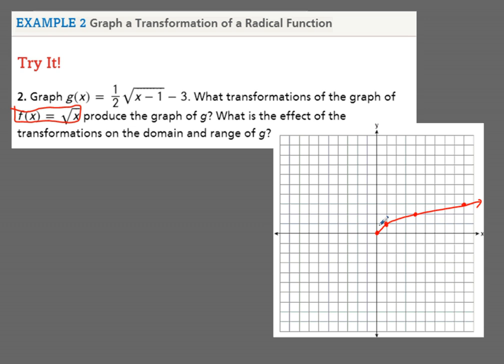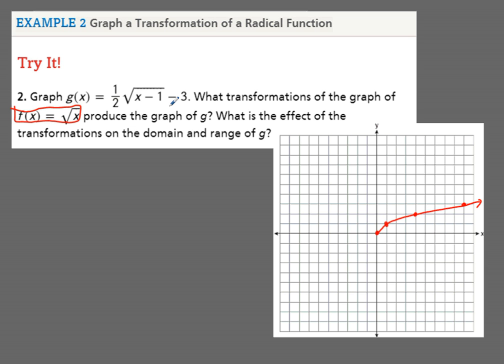Okay, so that's 1, 1, 4, 2, 9, 3. The square root of 9 is 3. Okay, and we'll discuss later why we don't go ahead and say the square root of 1 is also negative 1, and the square root of 4 is also negative 2. We don't do that, and we'll discuss later why that is. But let's start moving this thing around.